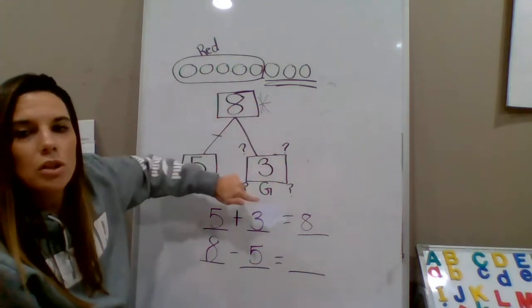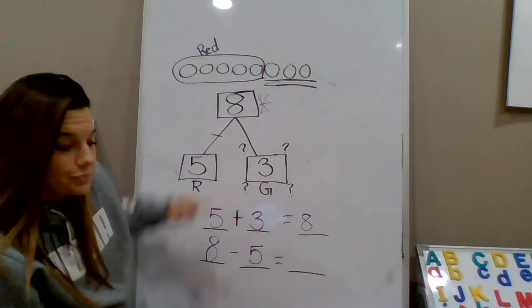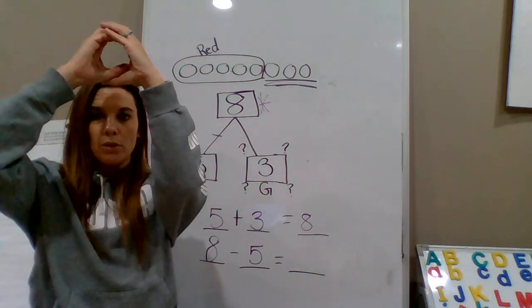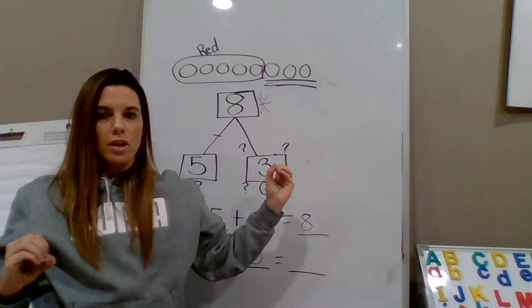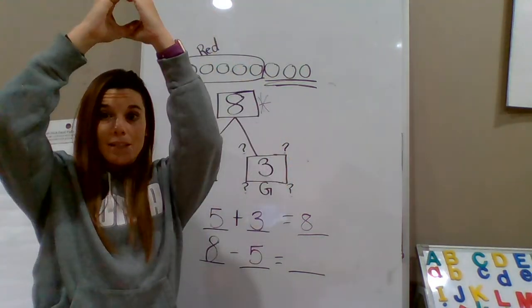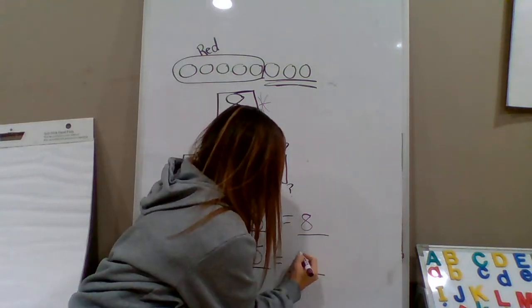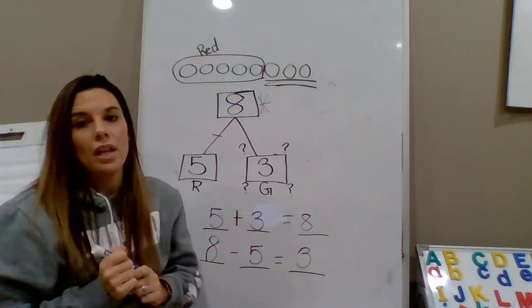This is why I tell you to fill in the number bond, okay? Because look at my number bond. I have the total number 8. I take 5 away. How many are left over? 3. 8 minus 5 equals 3. Okay, let's try another one.